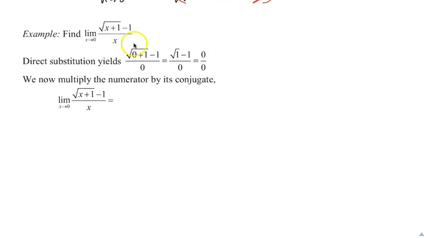Find the limit as x approaches 0 of (square root of x plus 1 minus 1) over x. Now again, as I always say, step 1, direct substitute. So we're going to plug 0 in. You can see what happens. You just plug 0 in, you get square root of 0 plus 1 minus 1 over 0.